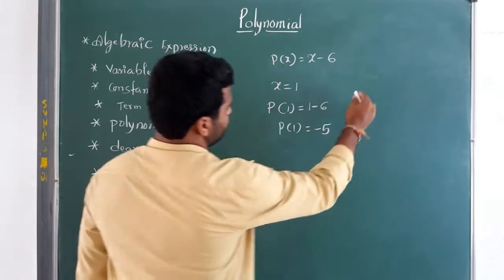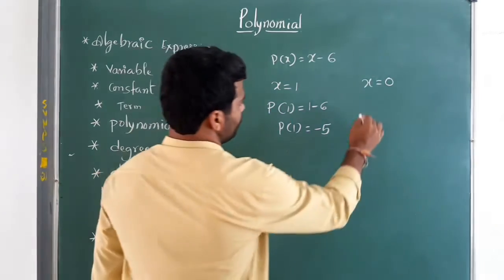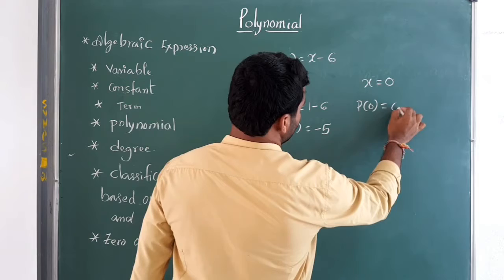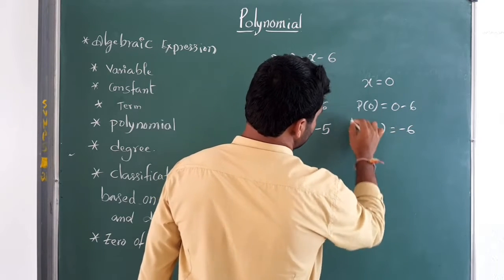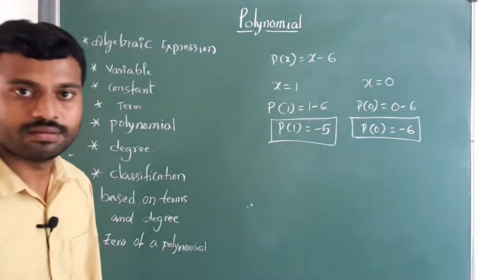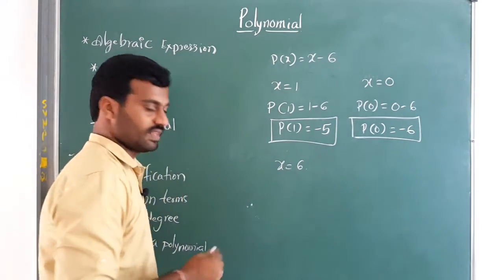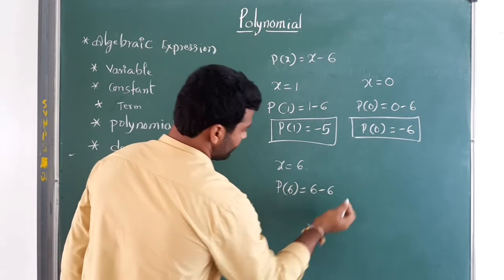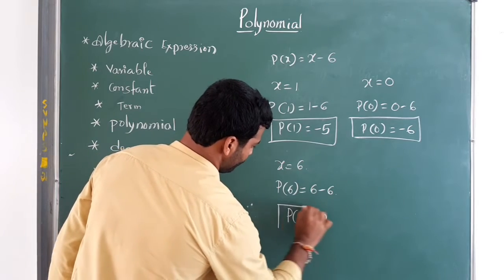Okay, now next consider x equals 0. So P of 0 is equal to 0 minus 6, so P of 0 is equal to minus 6. Next take x equals 6. So P of 6 is equal to 6 minus 6, then P of 6 is what? 0.